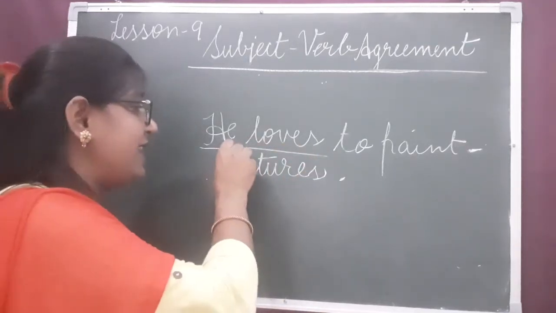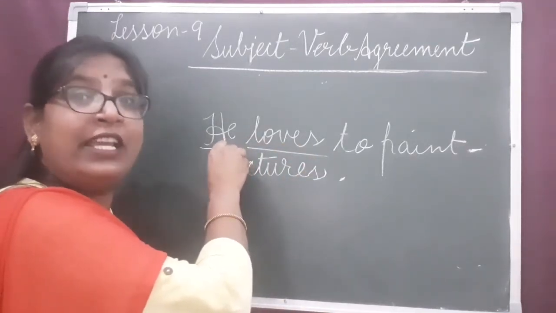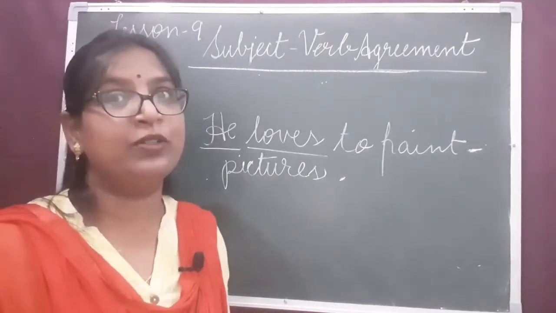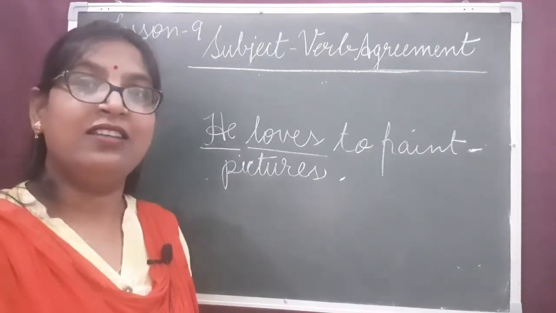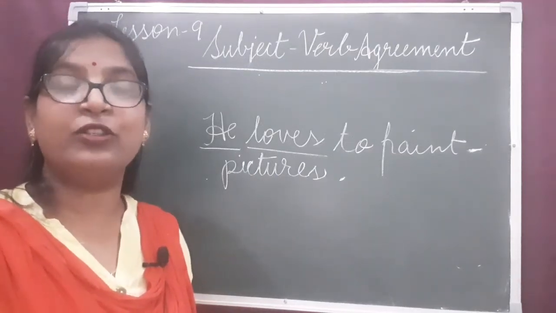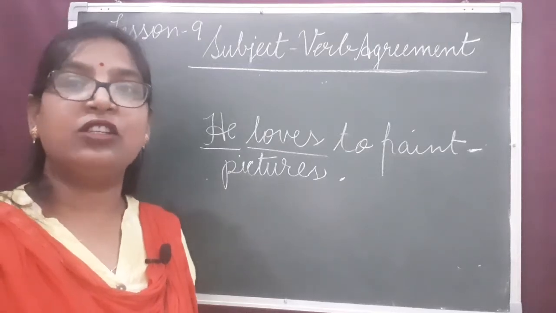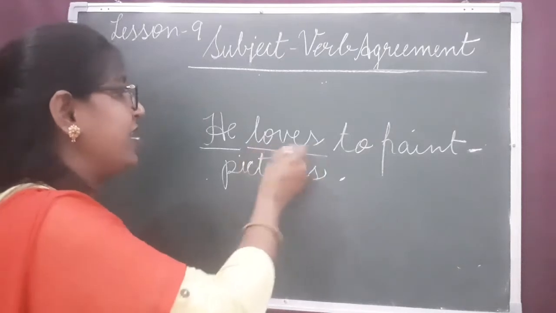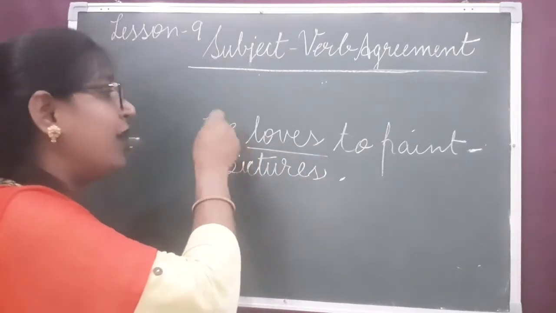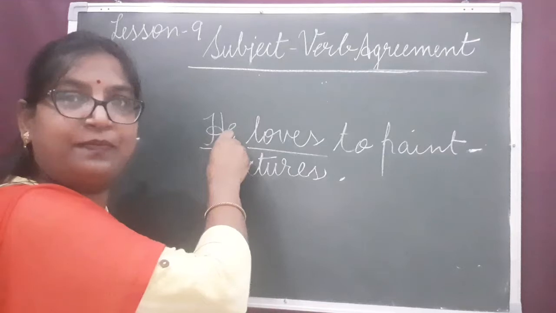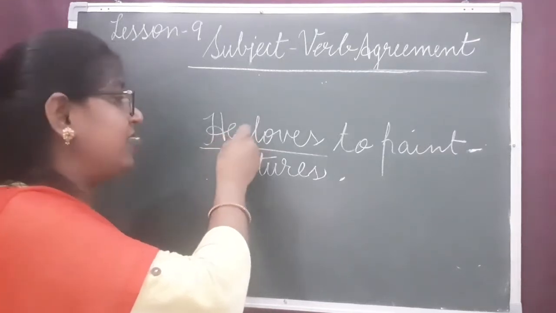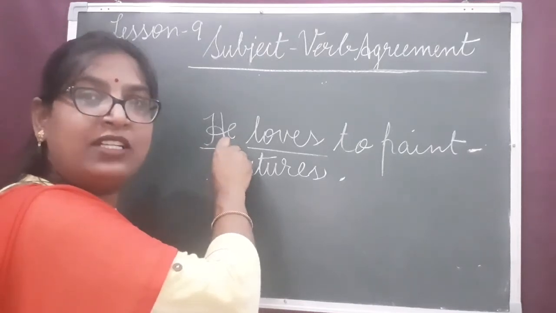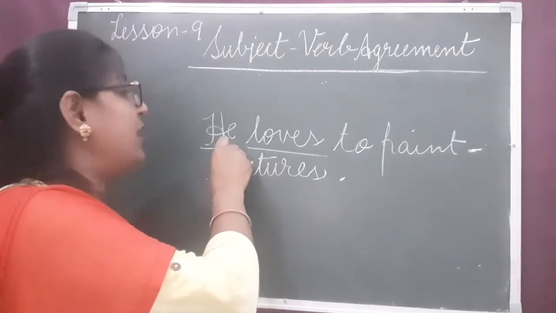And here we can see it is singular in number. We are talking about a singular subject. And what person is it? He. It is third person. Third person means it denotes the person or thing being spoken of or about. He is here, and somebody is talking about him. It is the third person because this subject is being spoken of or about.